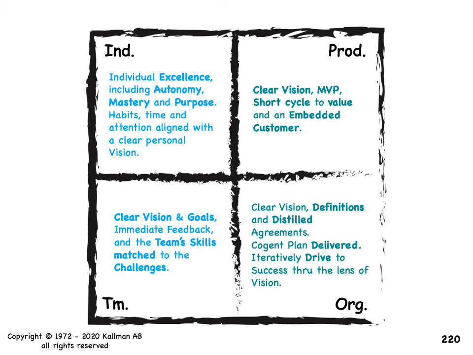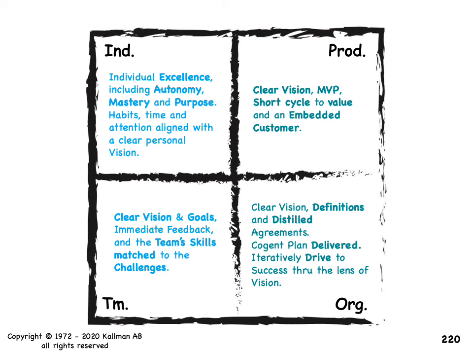For the teams, they need clear vision and goals with immediate feedback, and the team's skills need to be matched to the challenge that they've been given to deliver, whether it's a product, service, or result. And if there's a mismatch there, then that's going to violate the individual visions, could violate your product vision, and organizationally, and that's going to stall your plans from being delivered.